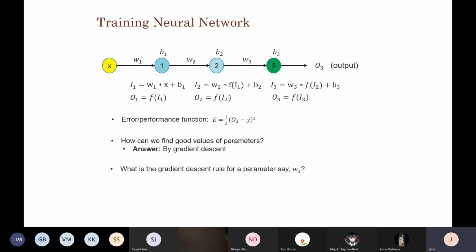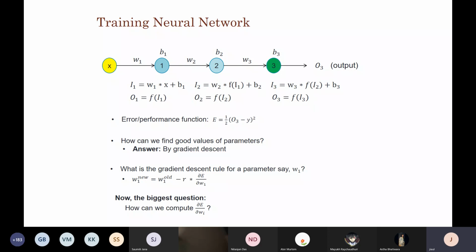If you recall the gradient descent rule for updating a particular parameter W1, it is like this: W1 new, the new value, would be my old value minus learning rate R times ∂E/∂W1. Now, I have everything else apart from ∂E/∂W1. I know W1 old because I randomly initialize these values when I start. I know the value of R. The only thing that I do not know is ∂E/∂W1.